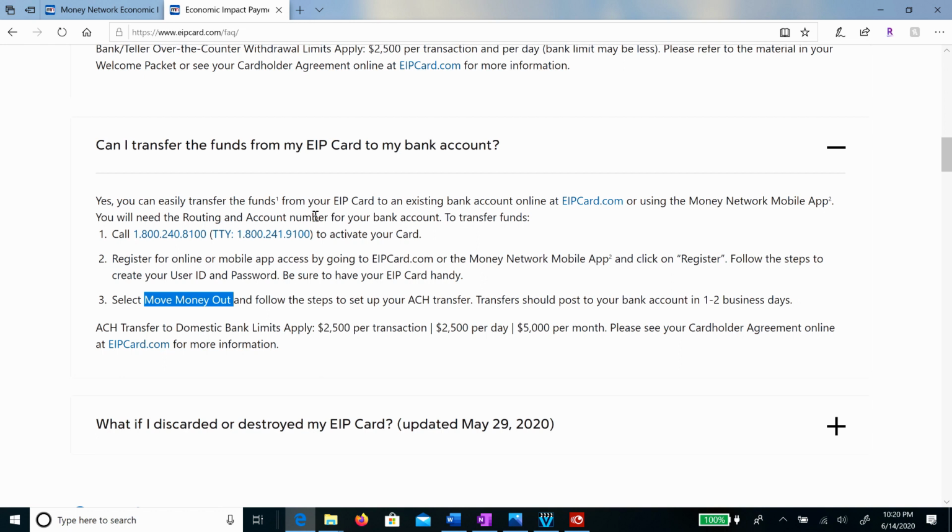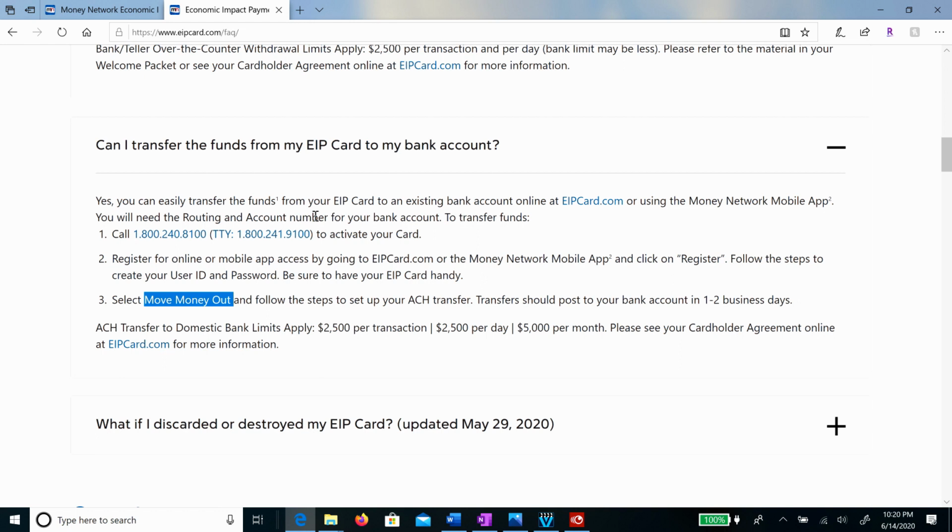You also may want to register for online or mobile app access by going to EIPcard.com or on the Money Network mobile app, which we already did mention before, where you register and follow the steps to create your own user ID and password. But make certain you have your EIP card handy as well as your routing and account number if you're going to do it that way. And you'll want to select Move Money Out. I know, isn't that great? Instead of saying withdraw, they say move money out, and follow the steps to set up your ACH transfer.